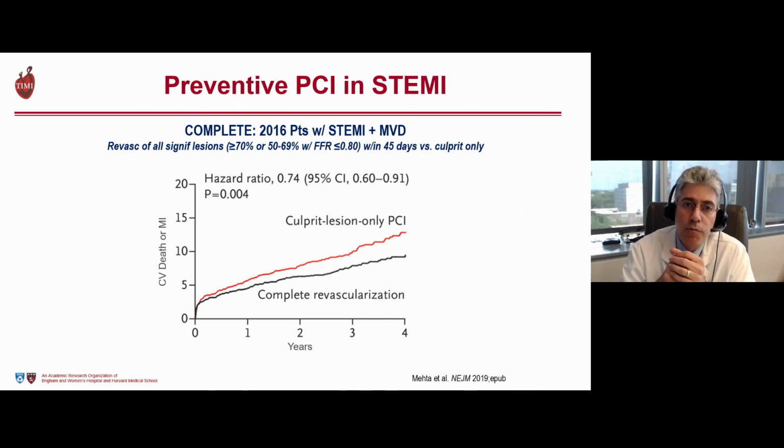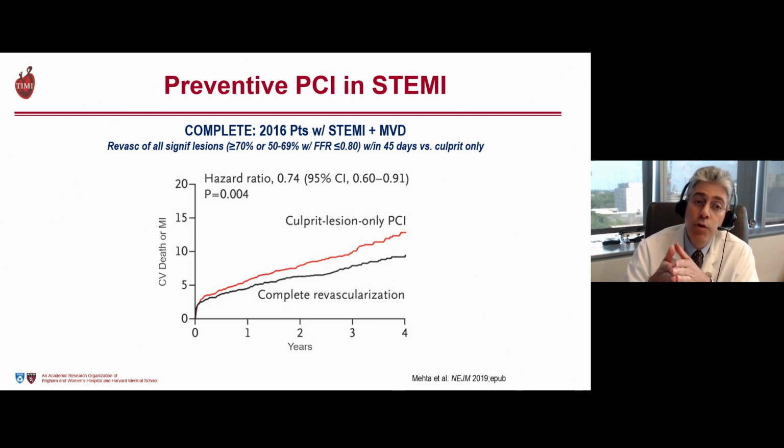It's this notion of preventive PCI in STEMI, a relatively new concept. Tested in some smaller trials and most recently in the larger COMPLETE trial, 2,000 patients with STEMI and multivessel disease. The strategy was either revascularization of all significant lesions, by that, angiographically at least 70% or 50 to 70% with an FFR less than 0.8, within 45 days. So it didn't have to be on the table, but within that hospitalization, versus just doing the culprit. And you can see with modern stenting techniques that the more complete revascularization actually led to a lower risk of CV death or MI.